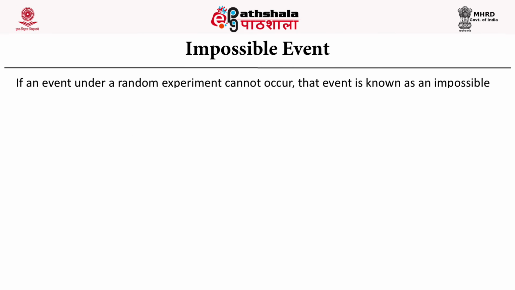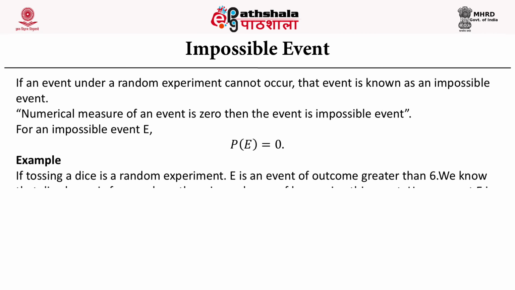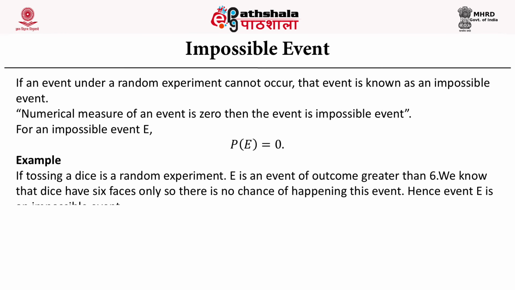If an event under a random experiment cannot occur, that event is known as an impossible event. If the numerical measure of an event is 0, then the event is an impossible event. For an event E, the probability of E is equal to 0. For example, if tossing a dice is a random experiment, E is the event of an outcome greater than 6. We know that a dice has 6 faces only, so there is no chance of this event happening. Hence, event E is an impossible event.